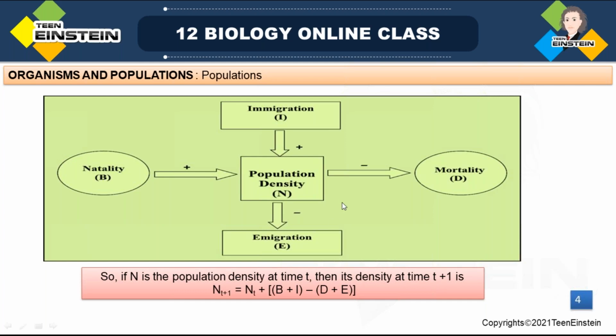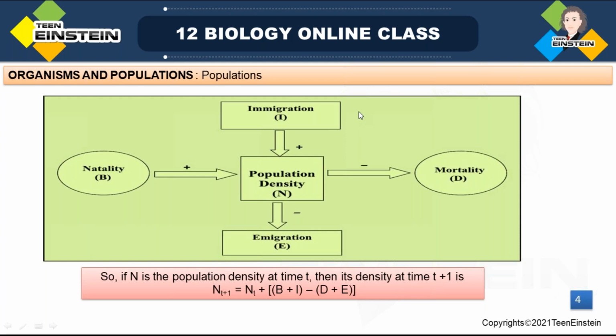Or we can say that B plus I is more than D plus E. That means population size increases. B plus I, what do you mean by B plus I? It means this first part, if it is more than D plus E. B plus I means natality, that means birth and immigration, is more than death and emigration, then that population size is increasing.